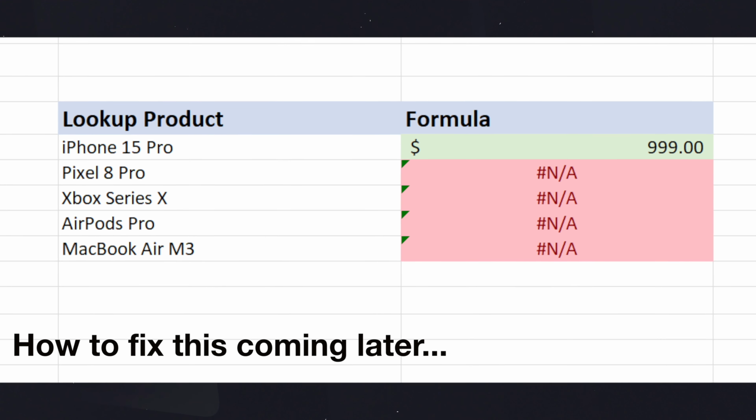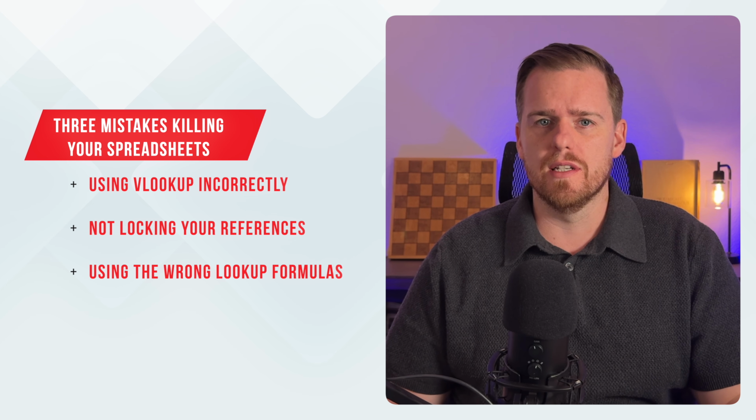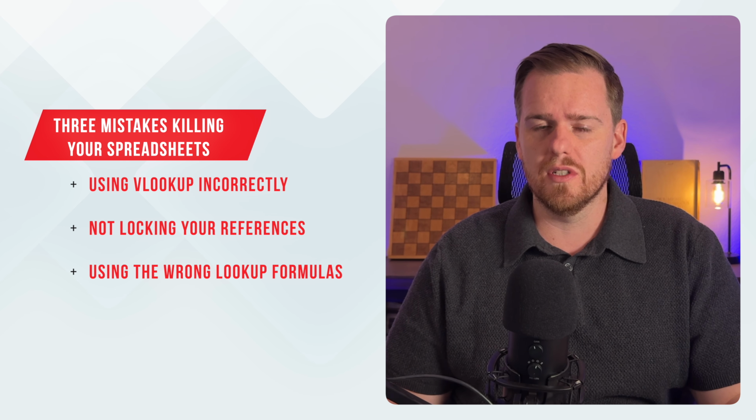You're in Excel and you build a lookup formula and it works perfectly. And you copy it down to the rest of your data and suddenly wrong numbers everywhere. Your report is broken and you have no idea why. Here are the 3 mistakes causing this and the right way to build lookup formulas that actually work.